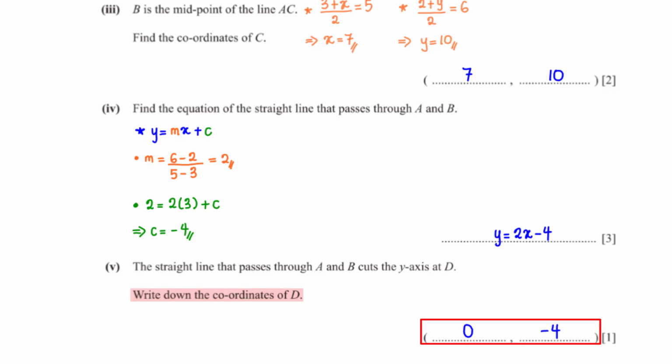When we plug in x equals 0 into the equation of AB, we get the y-coordinate to be -4.